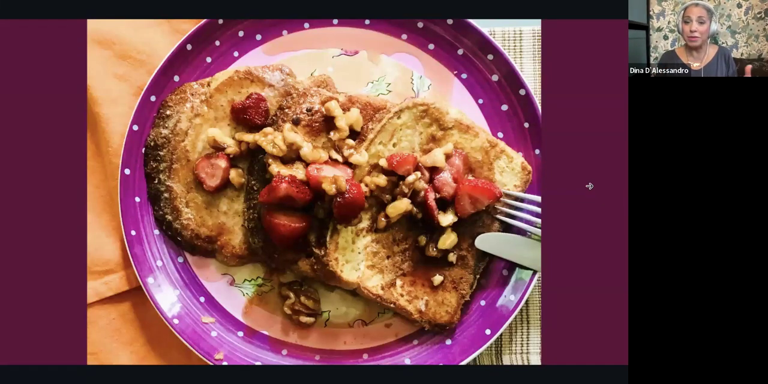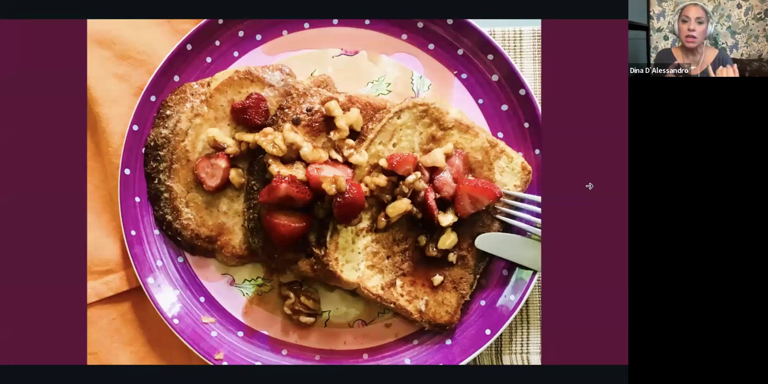If you remember, with the inflammation discussion, we had some of that conversation around cinnamon's anti-inflammatory properties. We have crushed up, chopped up walnuts. We have strawberries, and then of course maple syrup, because duh, right? Hello, it's French toast. Okay, so let's take a look at this too.